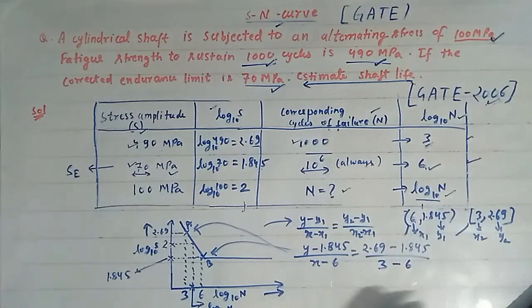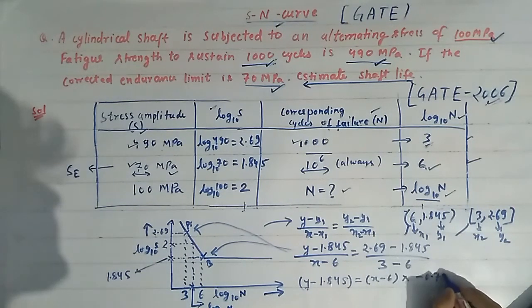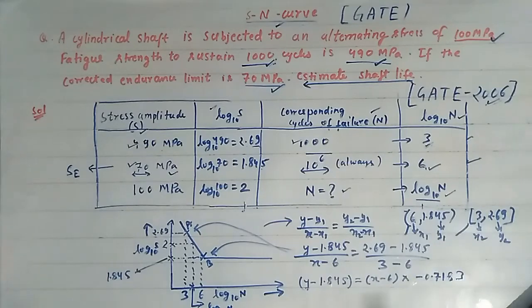So the equation of the straight line will come out to be y minus 1.845 is equal to (x minus 6) into minus 0.7183. Now we have to find out the value of this point.